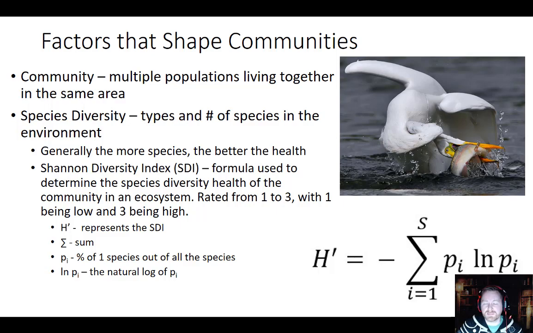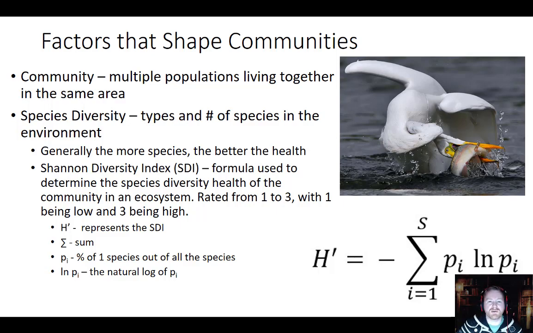And then the L in Pi is just the natural log of the Pi. So the natural log of the percent. But whenever we take the natural log of a number, we get a negative. And if you add up a bunch of negatives, negative, negative, negative, plus a negative, plus a negative, plus a negative, it's just going to give you a negative number.